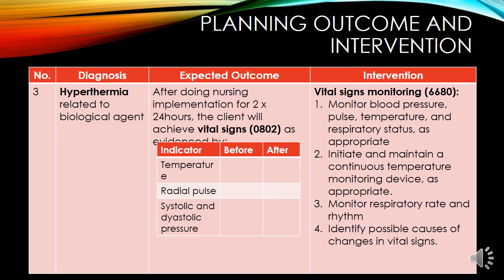Intervention, vital signs monitoring 6680: monitor blood pressure, pulse, temperature, and respiratory status as appropriate. Initiate and maintain a continuous temperature monitoring device as appropriate. Monitor respiratory rate and rhythm. Identify possible causes of changes in vital signs.